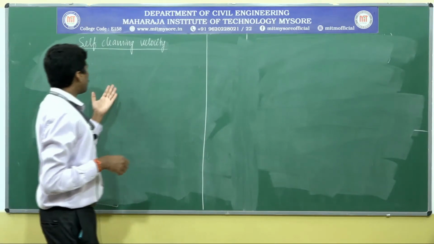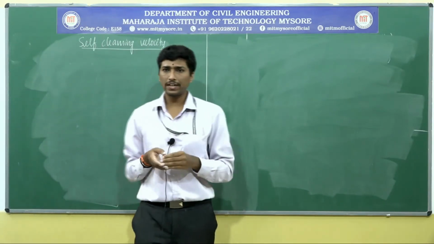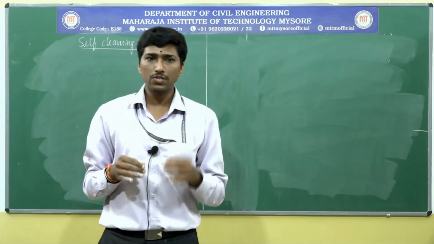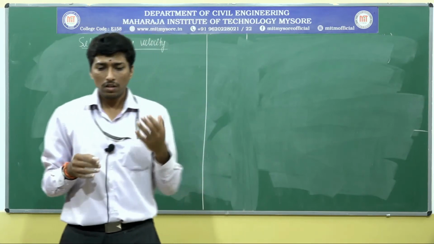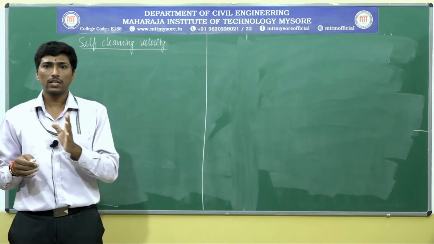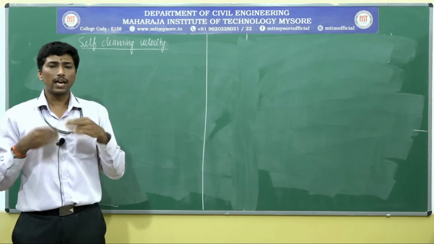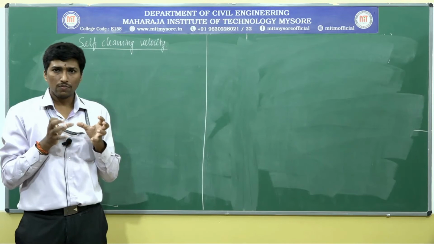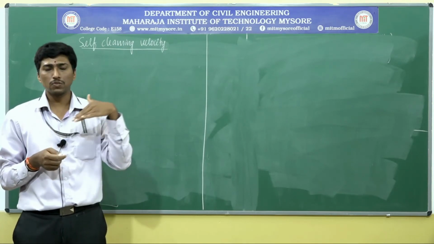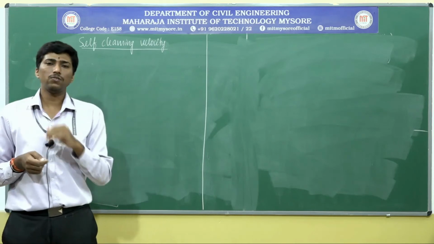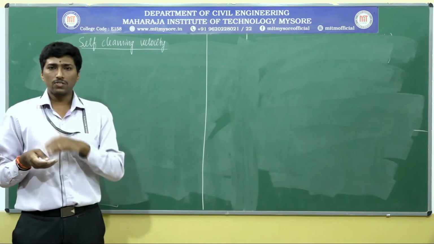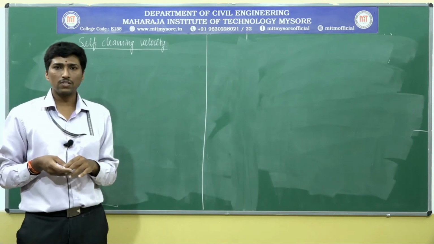Now, let us go for taking the formulas related to the self-cleansing velocity. Once again, I am going to repeat: the minimum velocity of the flow required for the conveyance of the wastewater or the storm water, anything which contains some sort of solids, where it will not tend to deposit. That minimum velocity required to carry out all those particles in the sewer system, we call it the self-cleansing velocity.